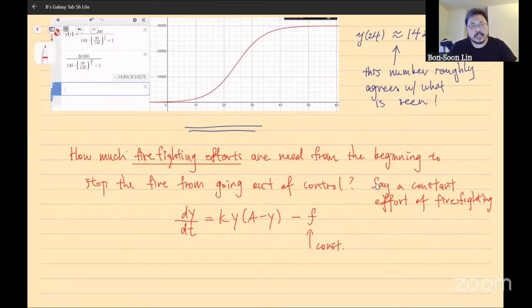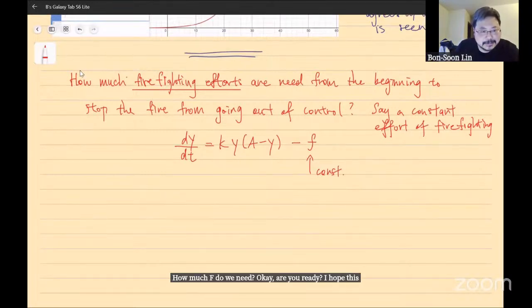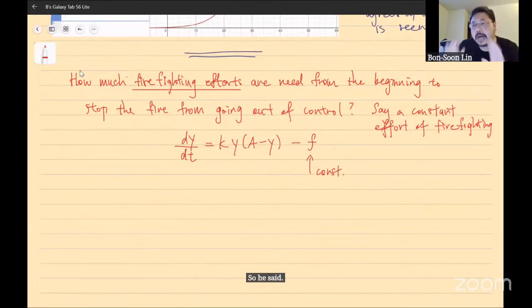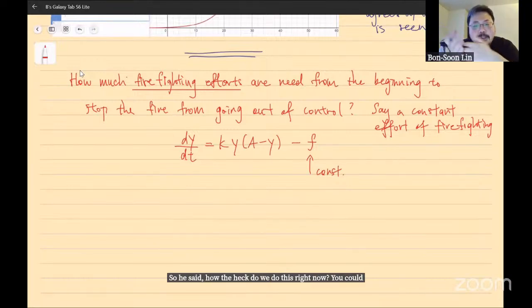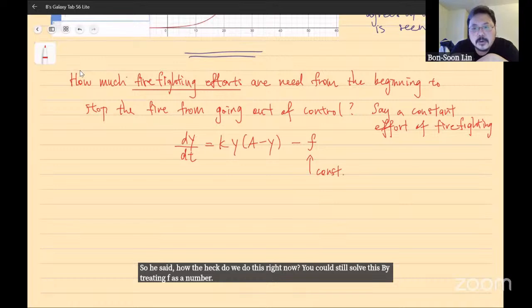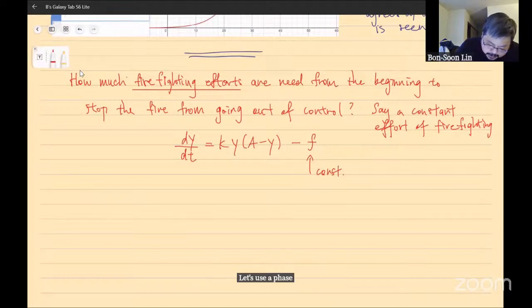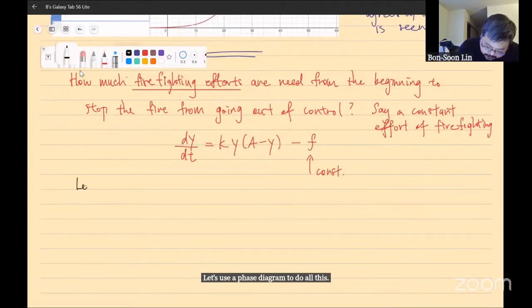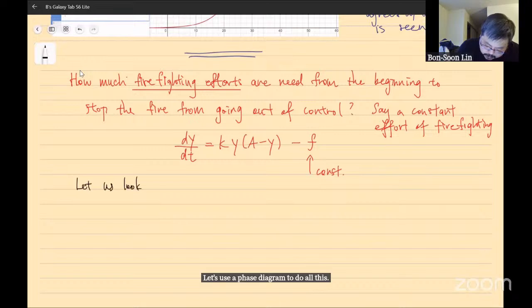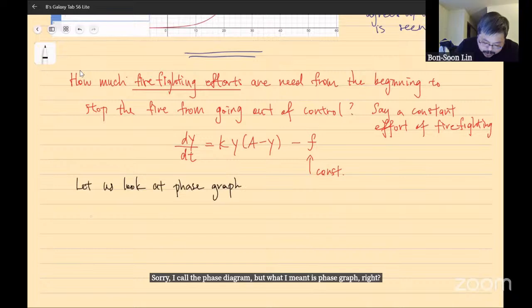How much f do we need? Okay, are you ready? I hope this is going to be interesting. So you say, how the heck do we do this? Now, you could still solve this by treating f as a number. This is still separable. You can solve that differential equation if you like, but we don't actually have to. So let's watch. Let's use the phase diagram to do all this. Sorry, I call it phase diagram, but what I meant is phase graph. Let's look at the phase graph.